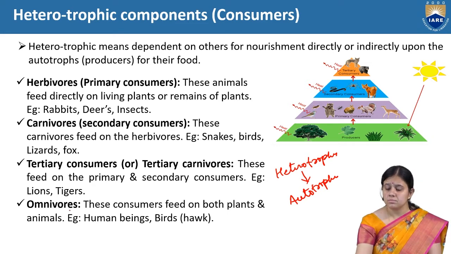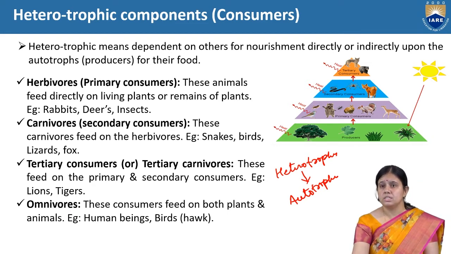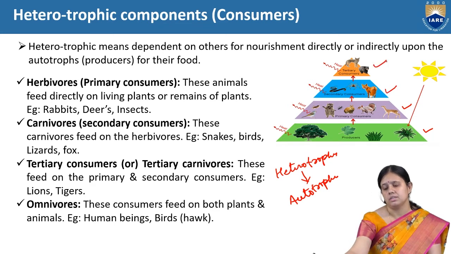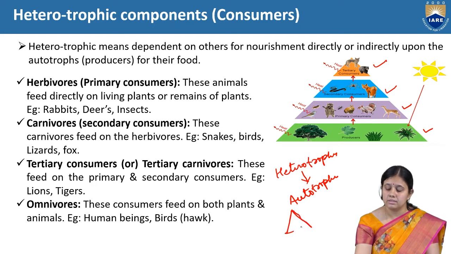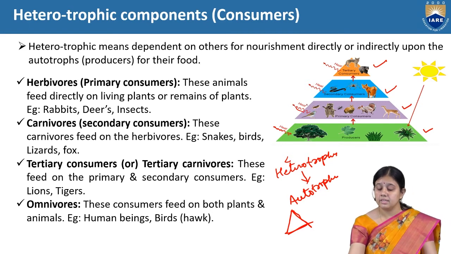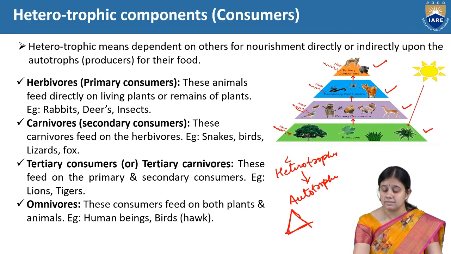In this picture you can see that the first level is the producer, the second is the primary consumer, the third is the secondary consumer, and then the tertiary consumer. This picture is in the form of a triangle because everywhere some energy is lost in the form of heat. That's why the picture looks like a triangle.